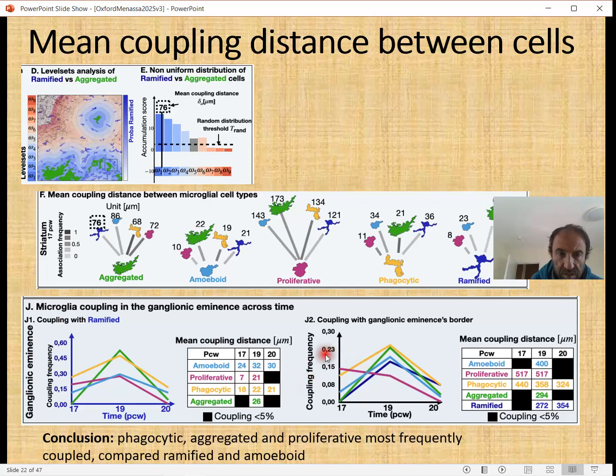And this is the coupling for the ganglionic eminence that you can see here with the associated coupling distance. So what we found is phagocytic, aggregate, and proliferative are most frequently coupled compared to ramified and amoeboid.